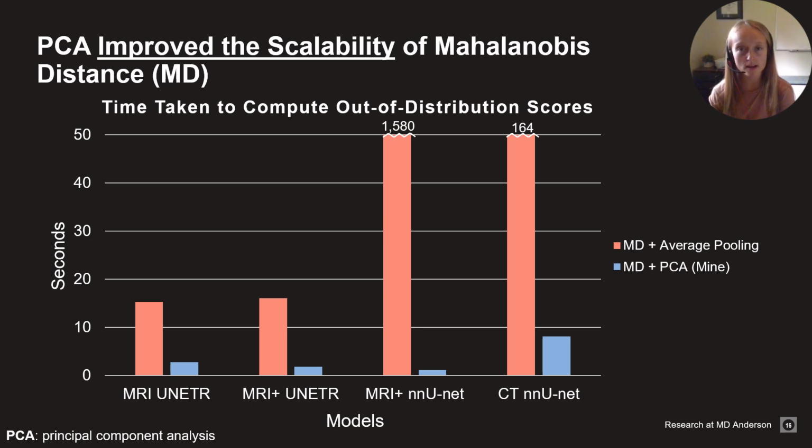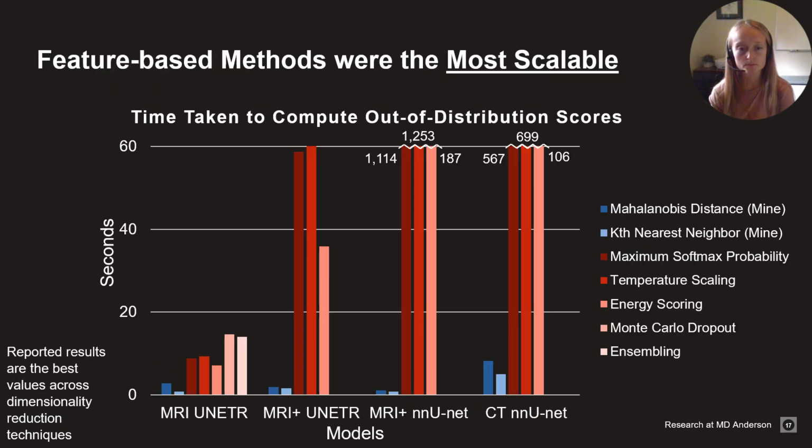Principal component analysis really was much more scalable than average pooling, which I will note that these pooling parameters were the best performing hyperparameters for average pooling and also the best performing for principal component analysis. When we look at all of the compared methods and the scalability, we can see that feature-based methods were the most scalable, with the Mahalanobis distance and k-nearest neighbors distances in blue and the comparison method scalability in red. This was especially apparent on the NN-UNet features.